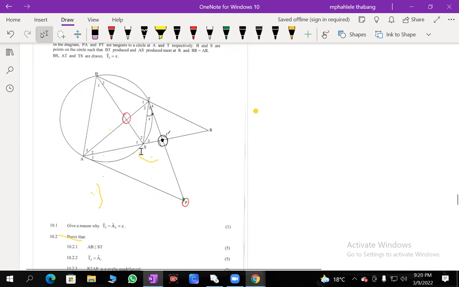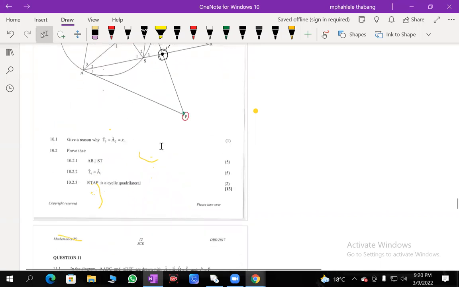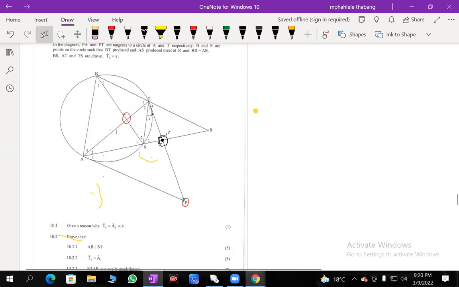Mathematicians want you to conclude that it is useful. It is just the question that needs us to use vertically opposite angles.